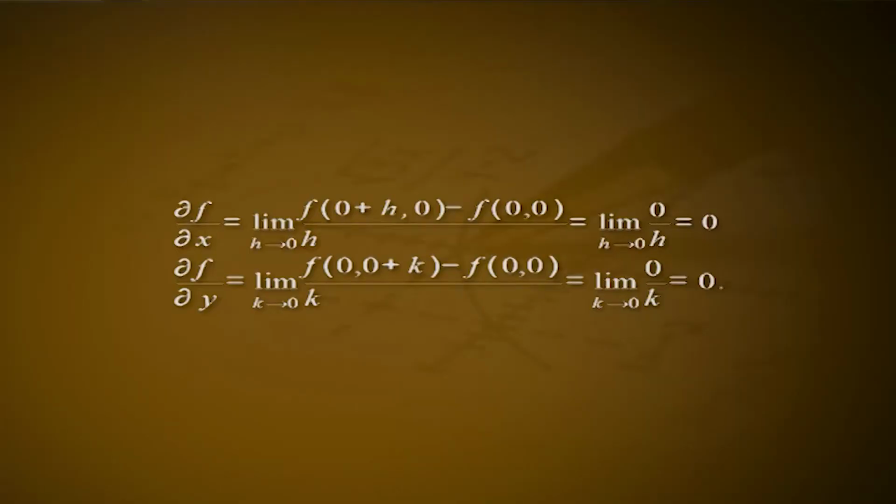Again, at (0, 0), ∂f/∂x is equal to the limit of [f(0 + h, 0) − f(0, 0)] divided by h as h tends to 0, which is the limit of 0 by h as h tends to 0, which is equal to 0. ∂f/∂y is equal to the limit of [f(0, 0 + k) − f(0, 0)] divided by k as k tends to 0, which is the limit of 0 by k as k tends to 0, which is equal to 0.